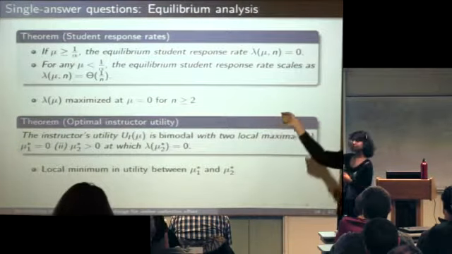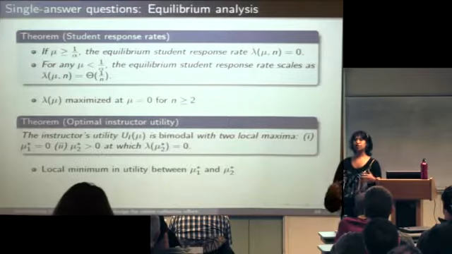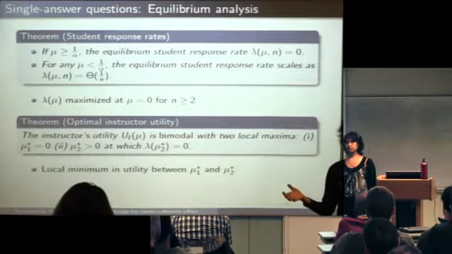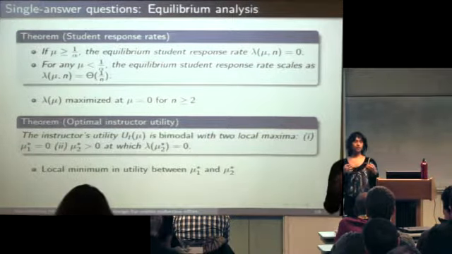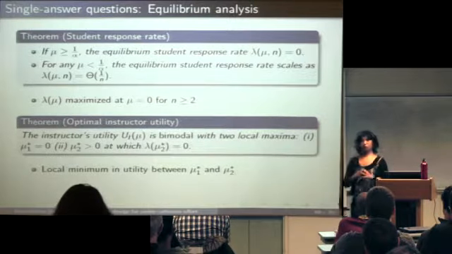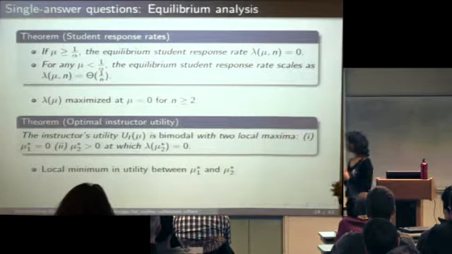Okay? And this is because basically everybody is scaling down their effort. So essentially as the size of the class grows larger and larger, it's not that you get answers earlier and earlier. You still get answers as slowly as ever.